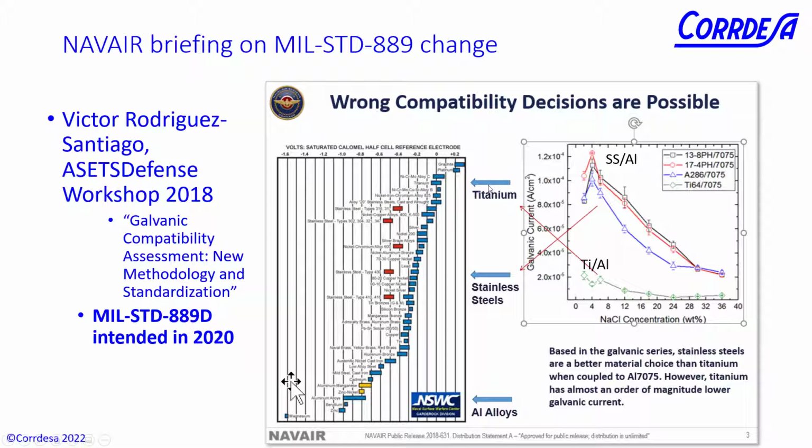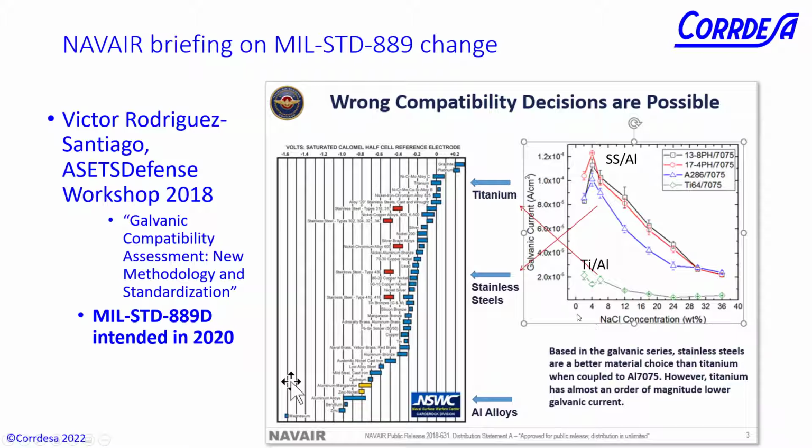Titanium is up here near the right, stainless steel is a little bit more to the left, and the aluminums are further to the left. So when they look at the potential difference between titanium and aluminum, it's much larger than the potential difference between stainless steel and aluminum. So the standard would suggest that titanium is not a good choice. But this is actually flipped in reality.